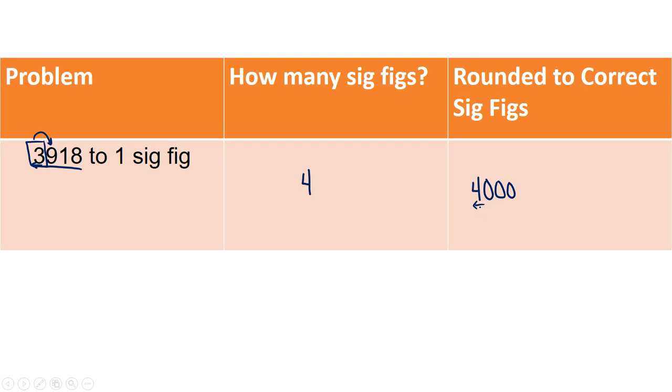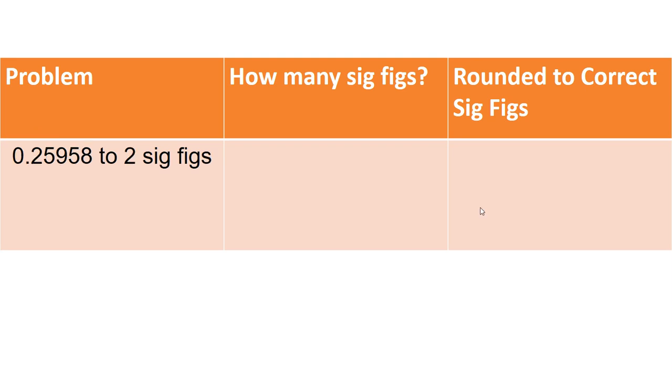So you can check your work, so to speak. In the next example, we have 0.25958 to 2 sig figs. It's Pacific, so in total, this value has 5 sig figs. We need to round off to 2. Again, that 0 isn't considered significant, so that's not going to impact that answer. So we have 0.25. The following value is a 9. So this is rounded to 0.26.